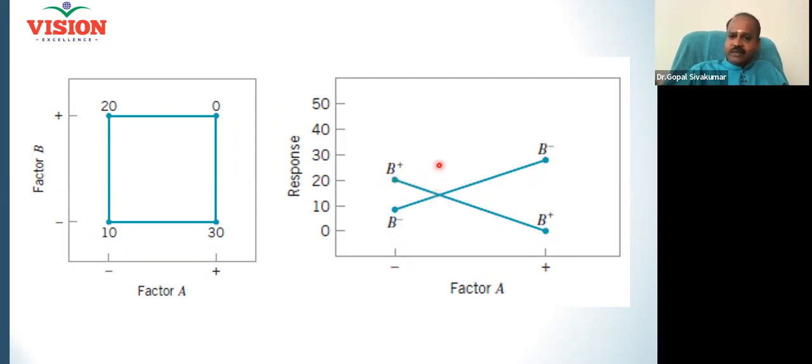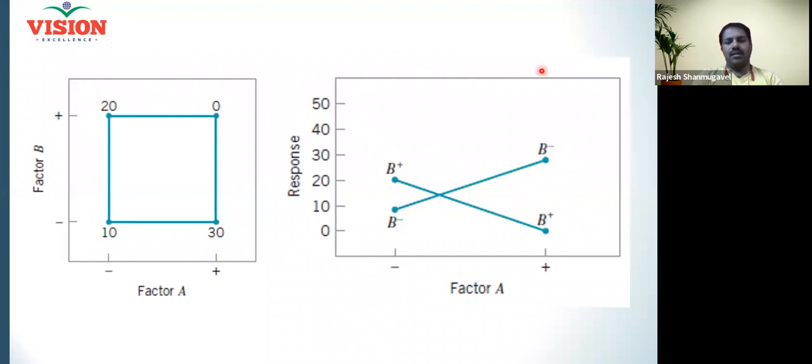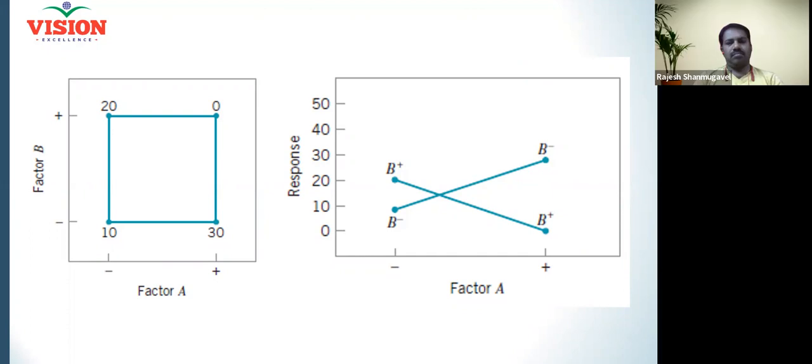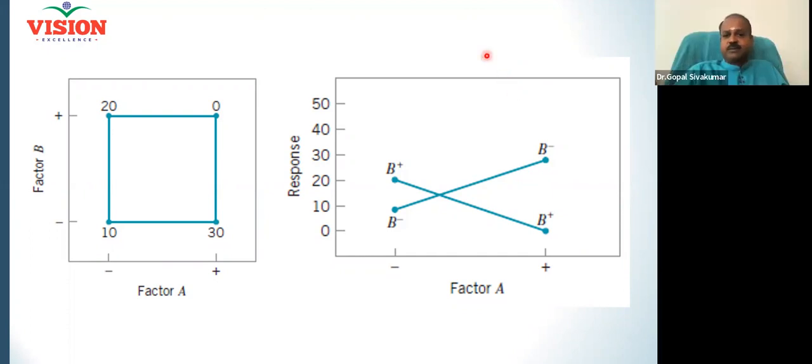Now looking at the lines, tell me, do the lines remain parallel or are they intersecting? It's intersecting. Now the factors interact. Now tell me how many effects will there be in this case? 3. Very good. Anand is good, he is picking up very fast. There will be a main effect due to A, a main effect due to B, and an interaction effect called AB.